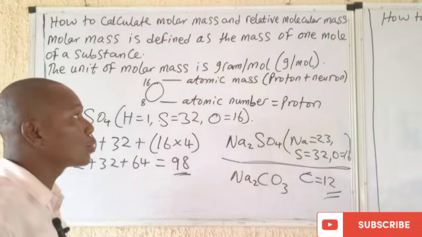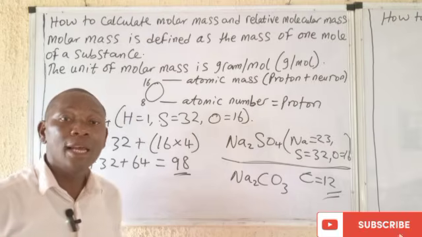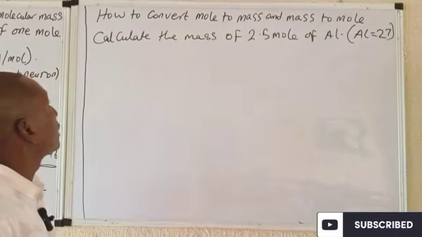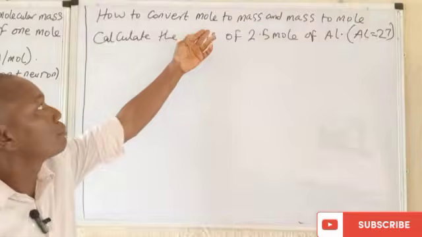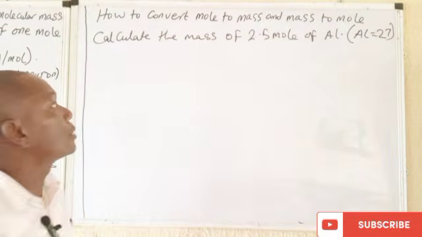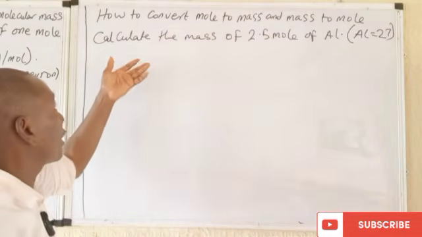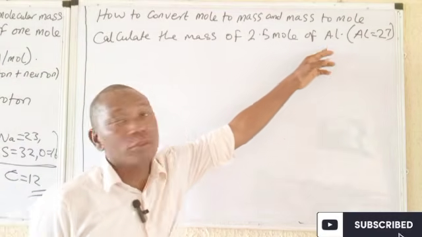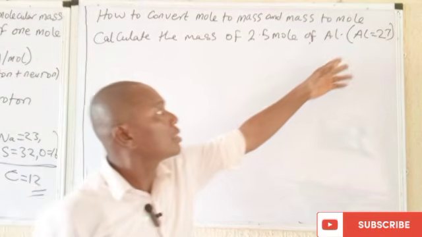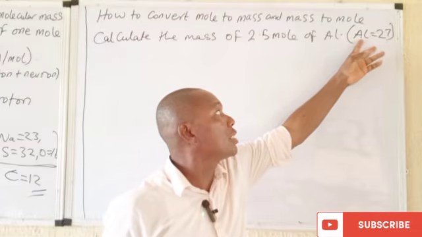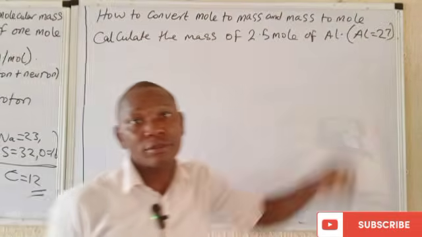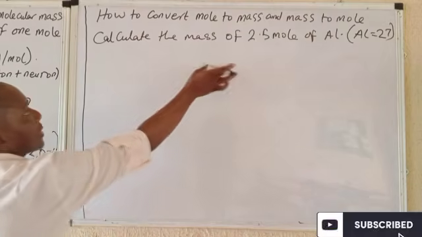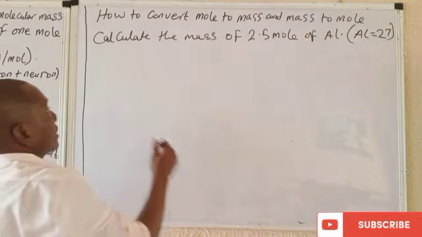Let's take a look at how to convert mole to mass and mass to mole. Let's assume that you are given this simple question. Calculate the mass of 2.5 mole of aluminium. The molar mass of aluminium, or the mass number of aluminium, is 27. So how do you convert mole to mass?